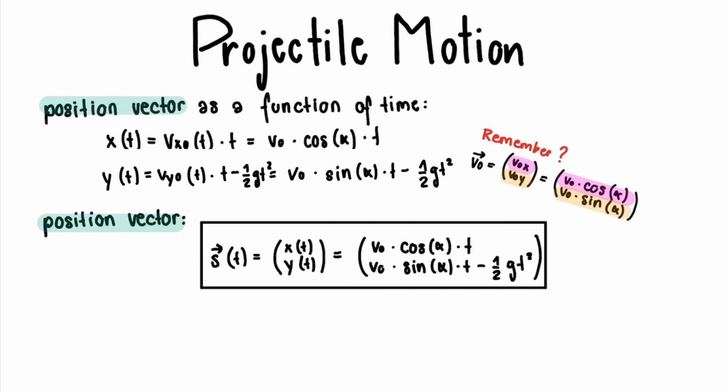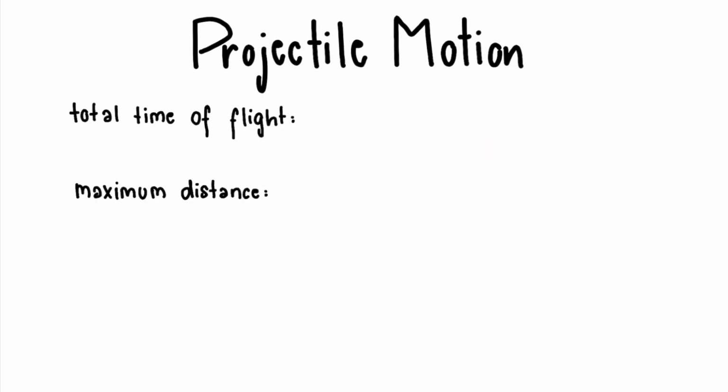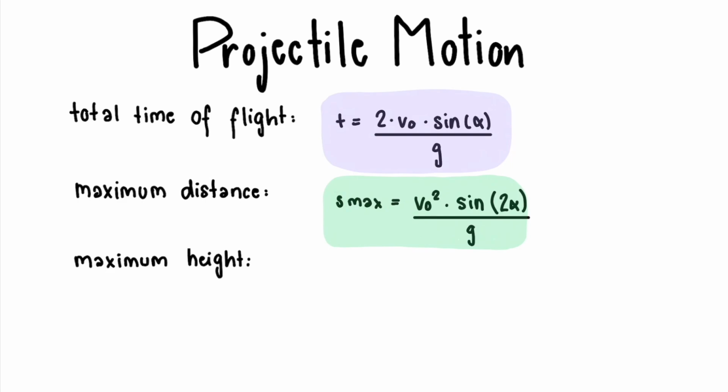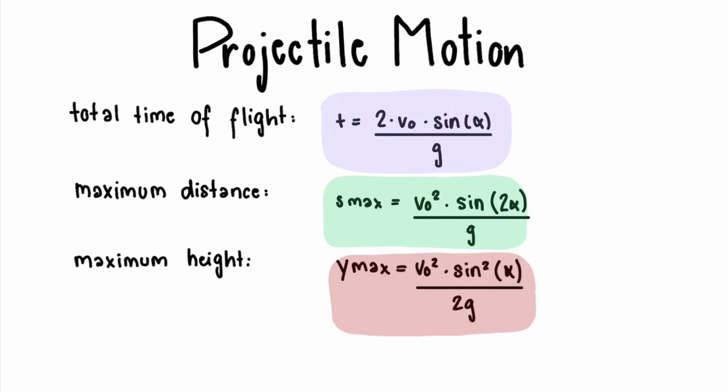With this, you can also determine the total time of flight of the ball, the maximum distance and the maximum height. The formula to calculate how long it takes the ball to get from Tom to his friend is t equals 2 times v0 times sine of alpha divided by g. To calculate the distance between the two friends, you can use the formula S max equals v0 squared times sine of 2 alpha divided by g. And for the maximum height, you use y max equals v0 squared times sine squared of alpha divided by 2g. Keep in mind that g is always positive.